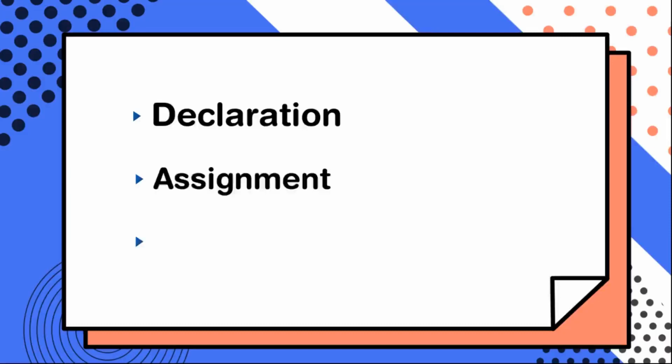So in this lesson, we are going to follow three steps to write our C program. The first step is going to be declaration. The second step is going to be assignment. And the third step is going to be our calculation part.